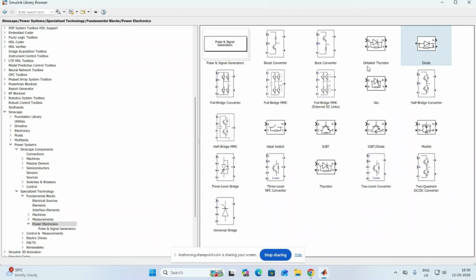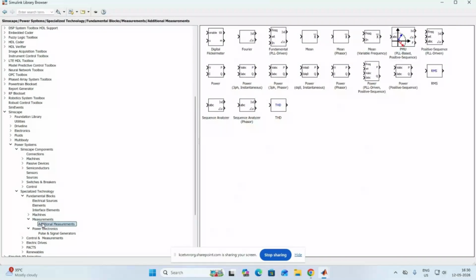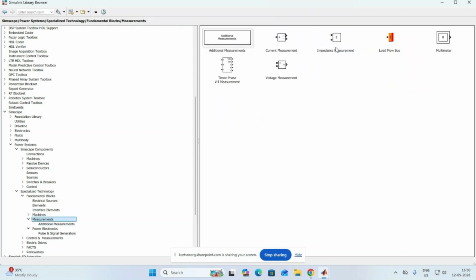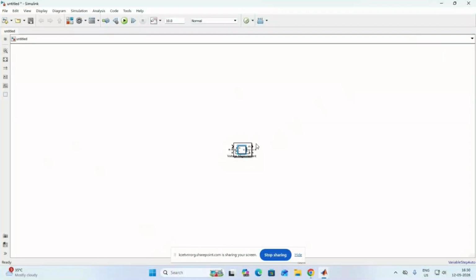We need diode also. Diode, and then for measuring voltage and current, we need some ammeter and voltmeter. Here, ammeter is named as current measurement block. This is the voltage measurement block. So both I am taking. Now, if you go to the model, here you find all the selected blocks here.